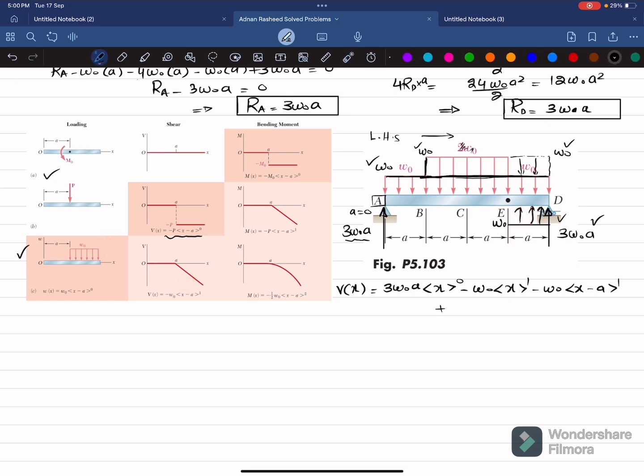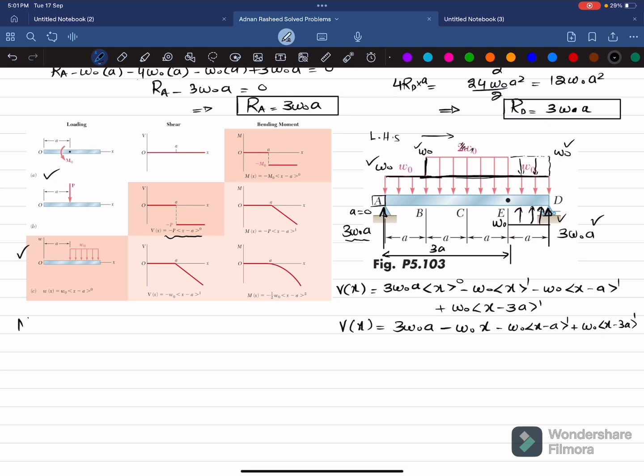So I will write plus W naught into X minus. Now this load is acting at a distance of 3A from this point A. So I will write X minus 3A power 1. To further simplify it, this shear force equation will be equal to 3W naught A, X power 0 is 1, so minus W naught X power 1 minus W naught into X minus A power 1 plus W naught into X minus 3A power 1. So this is your shear force equation. Now we'll find the bending moment equation.